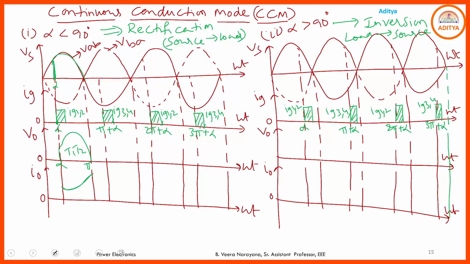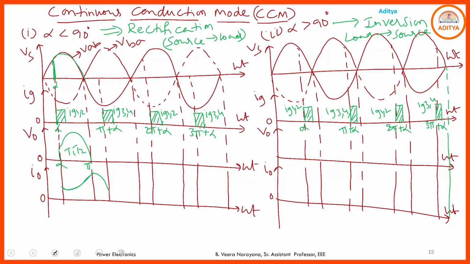Observe here, at omega t equal to pi, even though the output voltage is 0, the output current cannot be 0, and the energy stored in the inductor discharges up to the instant where the next SCRs come to the on state. Hence up to pi plus alpha, some energy must be stored in the inductor, that is discharged to the source through the same thyristors.